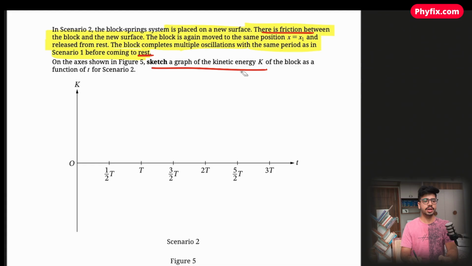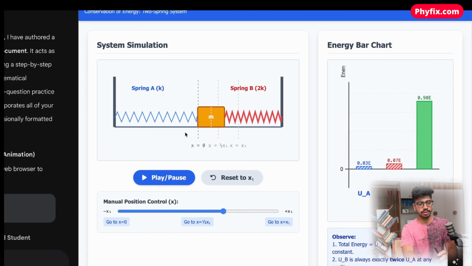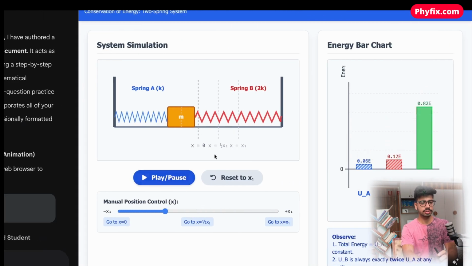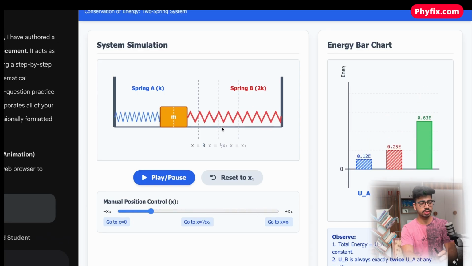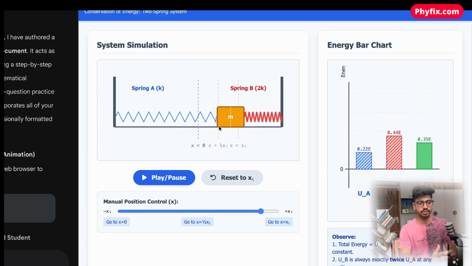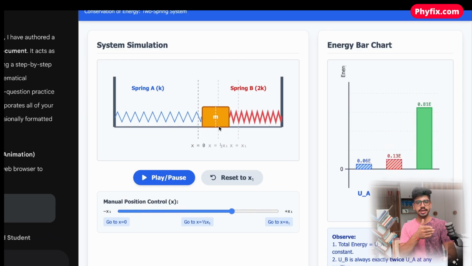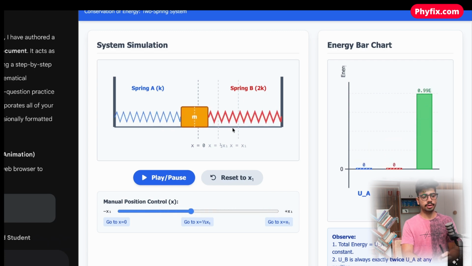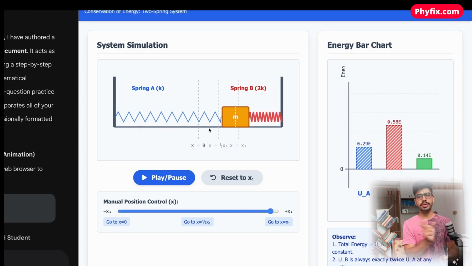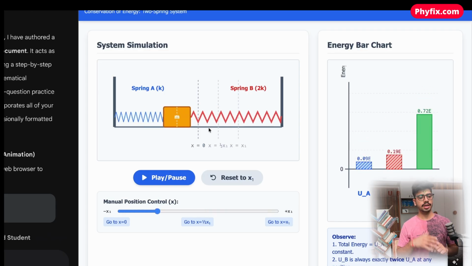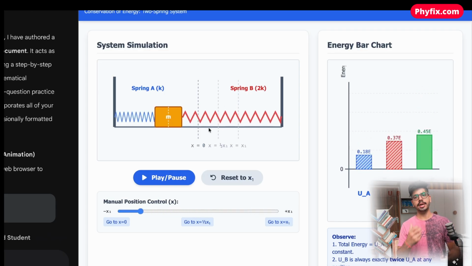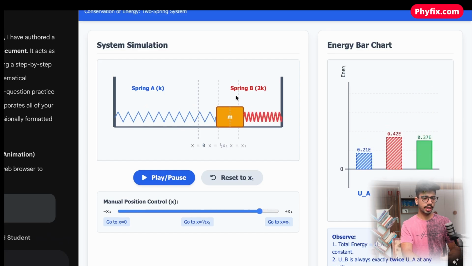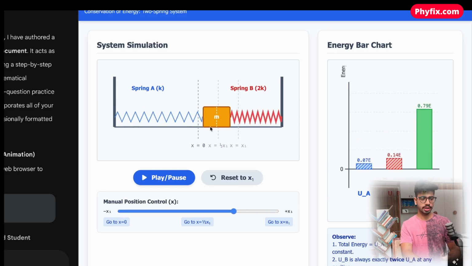Sketch the graph of the kinetic energy of the block as a function of time. So there is a friction force. Right now in this system, I haven't shown any friction force, it just oscillates. But if there is a friction force, could you feel that the amplitude of the oscillation is going to decrease as time passes? This is some kind of damped oscillation, we call it. So as it comes here, the amplitude is going to decrease, the attenuation.